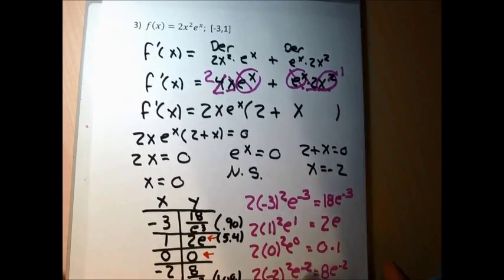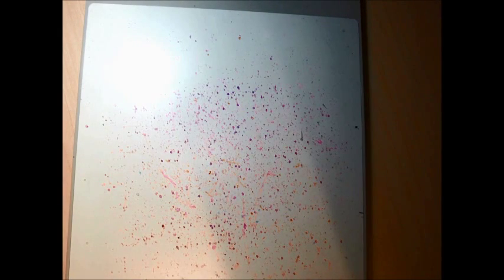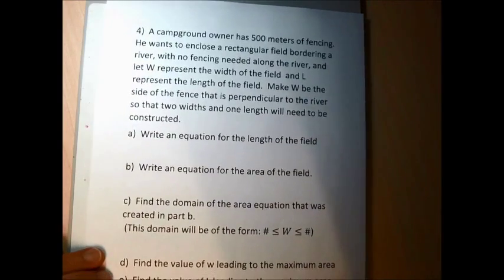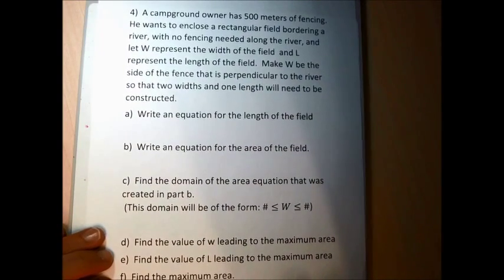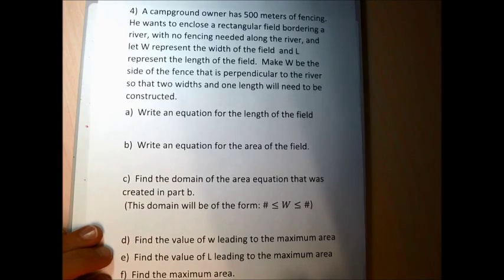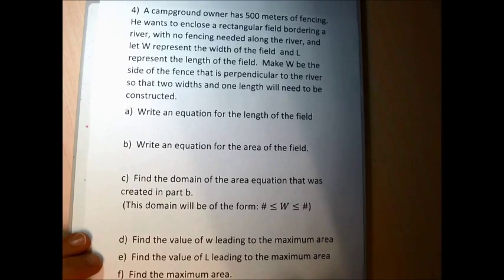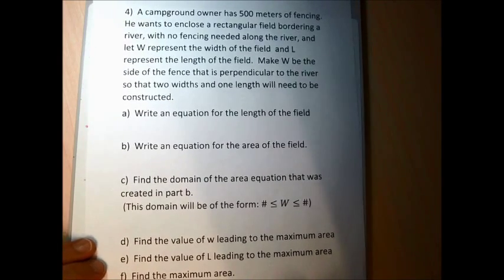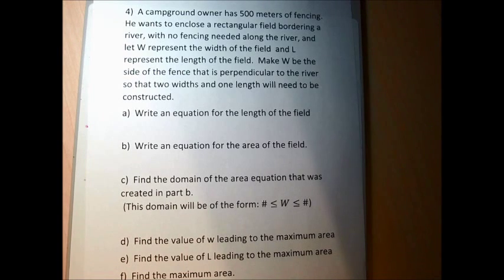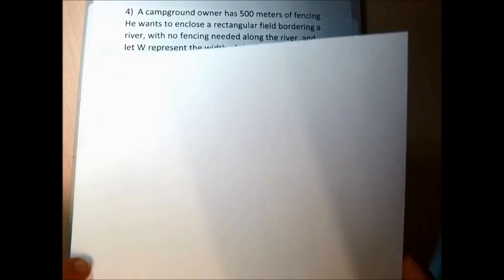All right, now we've got a word problem. This chapter had a lot of word problems, so we're kind of stuck with them. And each of the word problems we're going to do should be a word problem that you've already seen, just with different numbers, and barely different numbers at that. So number 4 gives me that campground owner. He's got some fencing. He wants to make a rectangular field bordering a river.